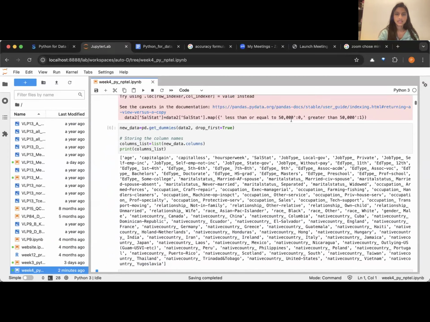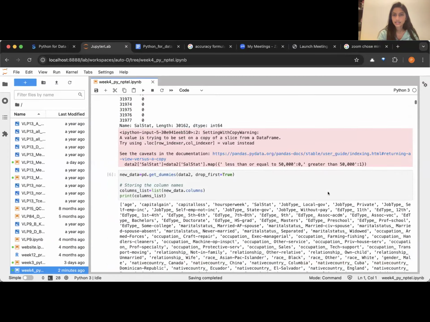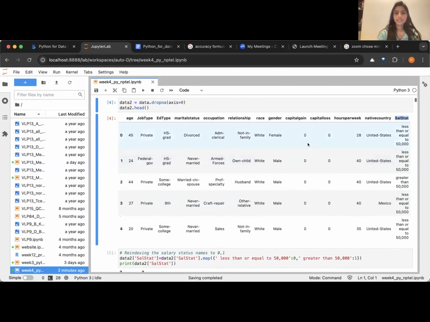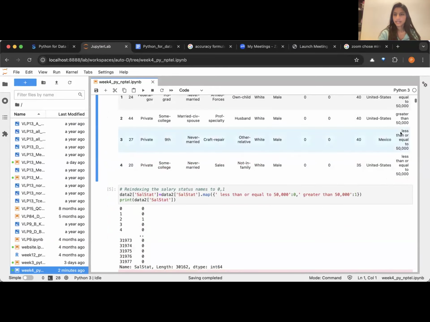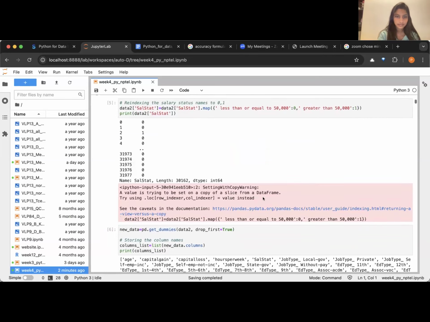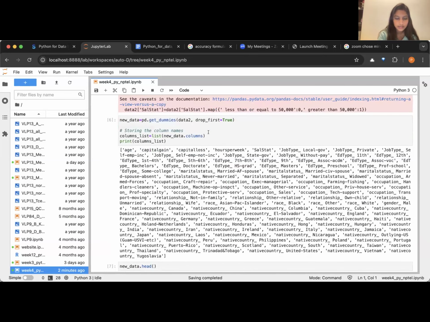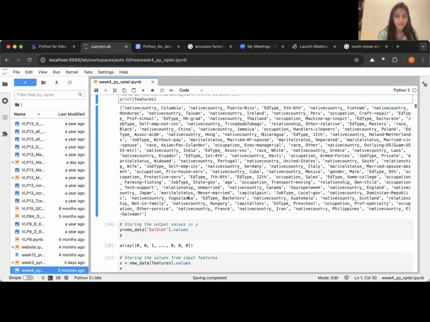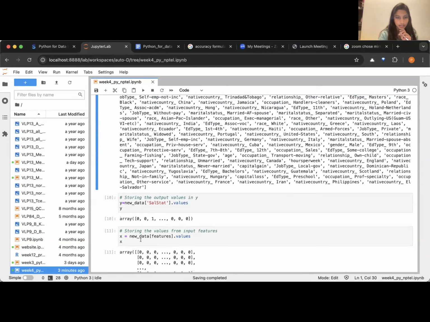Now we want to predict the last column, sal stat. Everything else we can use for the training data set. So we are splitting the data set into X and Y. X is all the independent variables, and Y is the dependent variable that you need to predict. We select the feature columns here and then create X and Y.